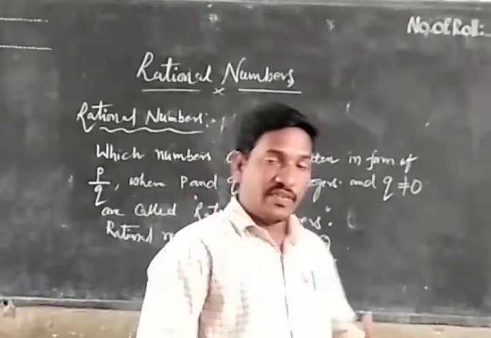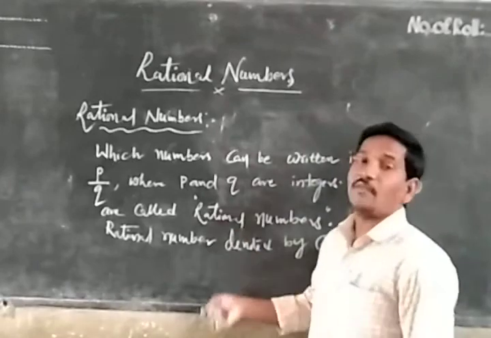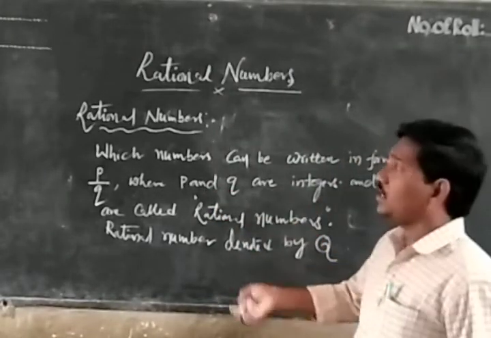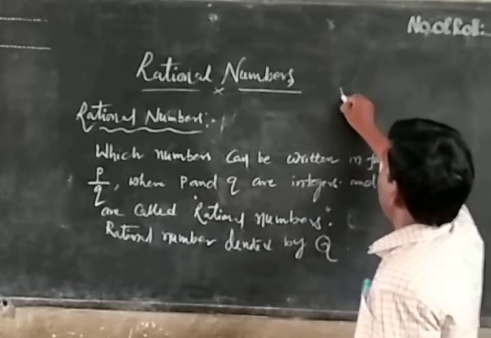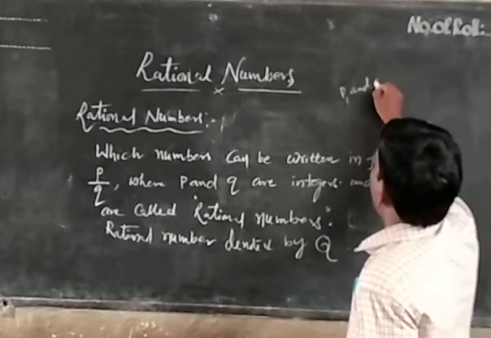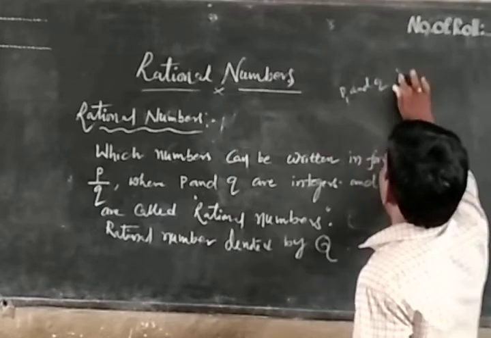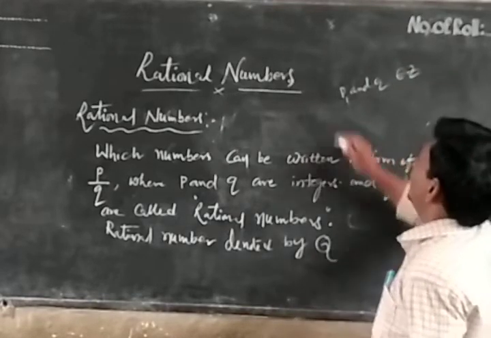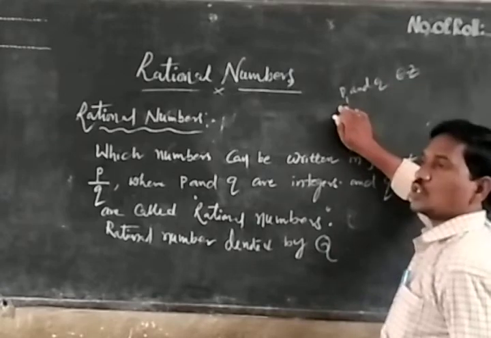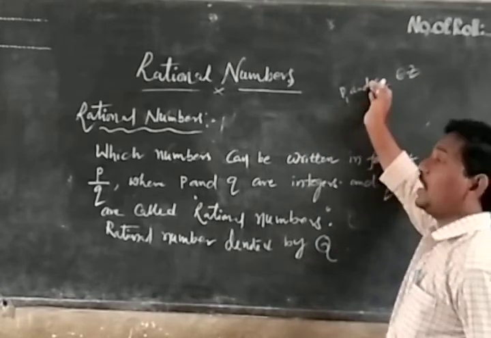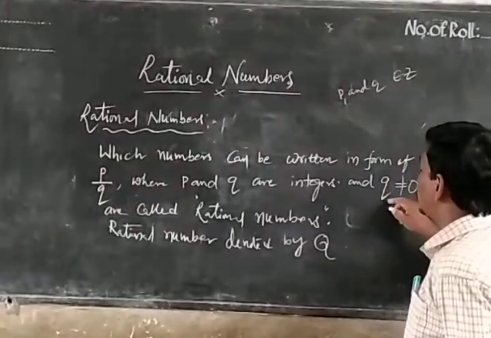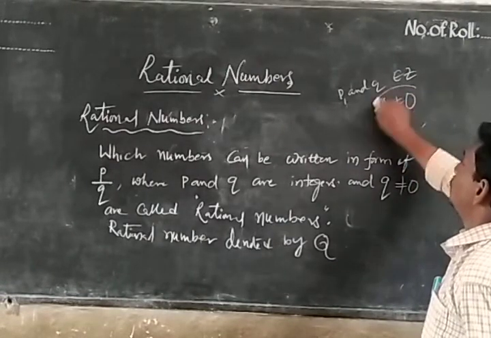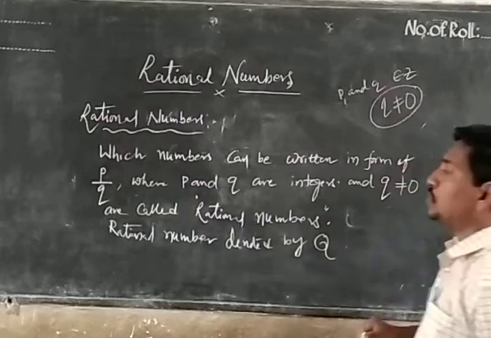Which number can be written in the form of P by Q? Here P and Q are integers. Integers means P and Q belong to Z. Here we can observe P and Q are integers, P positive or negative, Q positive or negative. But what is the condition here? Q not equal to 0. So why Q not equal to 0?